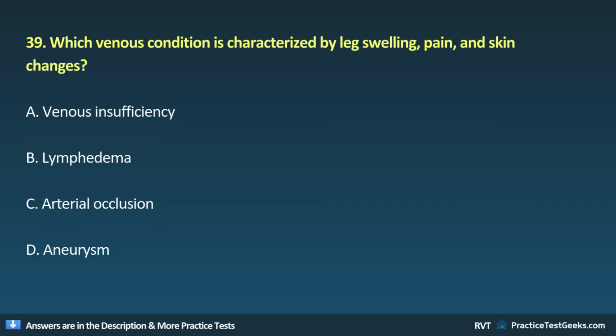39. Which venous condition is characterized by leg swelling, pain, and skin changes? A. Venous insufficiency. B. Lymphedema. C. Arterial occlusion. D. Aneurysm.